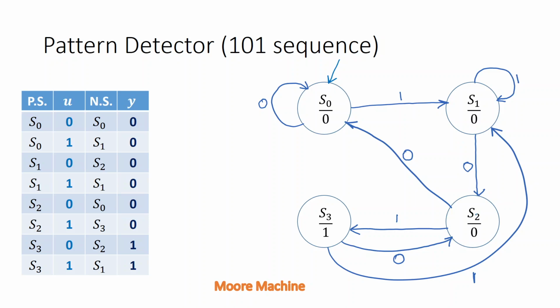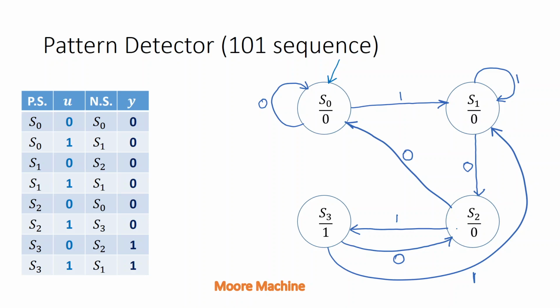And at S2, we will wait for a 1 to happen. But here, if instead of a 1 happening, a 0 happens, we will again go to S0 because the sequence gets broken. 1 0 0 means the sequence gets broken, and then again it will start again.